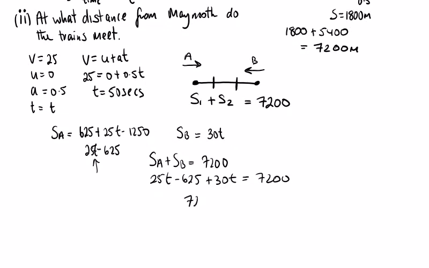So 7,200 plus 625 is going to be equal to 55t. So bring the 55 underneath. And that's going to give me a time of 142.27 seconds.